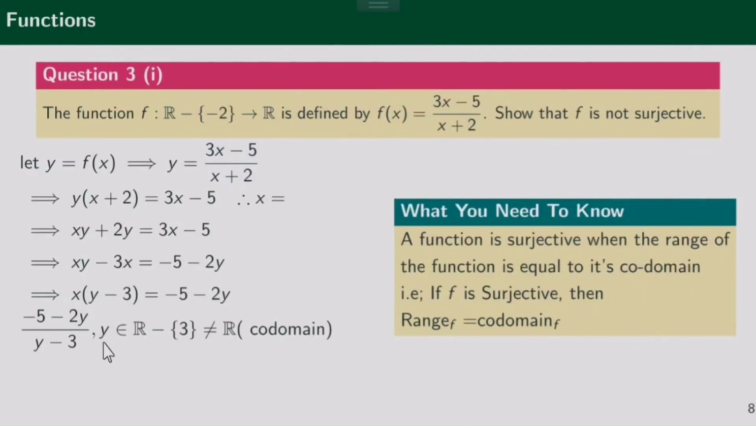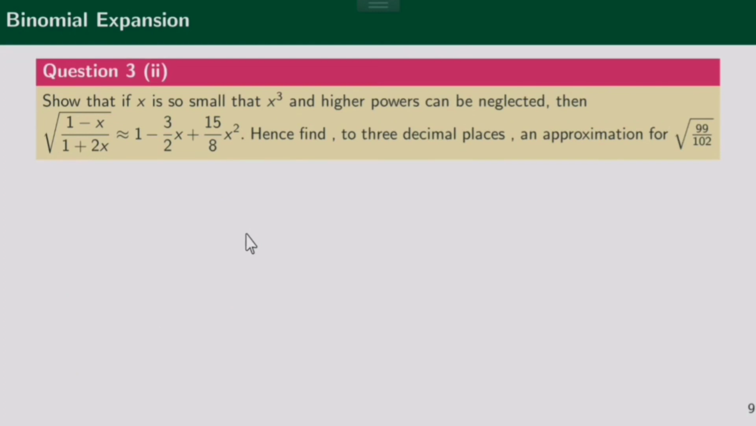So that means the range of this function is: y can take all real numbers except one element, which is 3. This is the range of the function and this is the codomain of the function. So the range of that function is not equal to, is different from R, which is the codomain. Then f is not surjective. But had it been that the range of the function was exactly equal to the set of real numbers, then we would have said the function f is surjective. I hope it's understood. Let's move on to the second part of the question, which is binomial expansion.